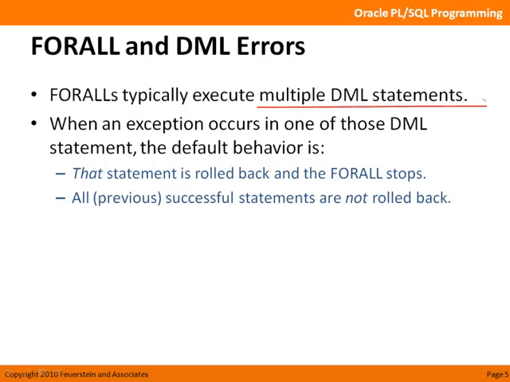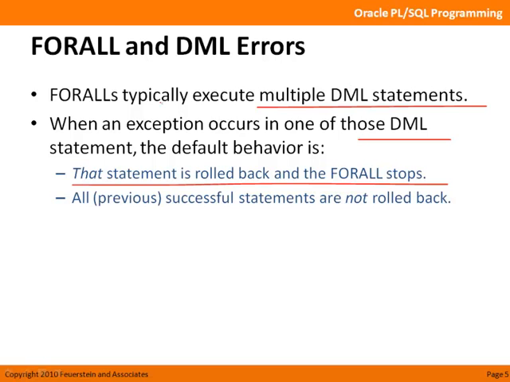But the default behavior is that if any one of these DML statements raises an error, that statement is rolled back. So the impact of that single DML statement is rolled back, and the FORALL statement stops as a whole. So if I was going to execute 1,000 DML statements, 1,000 updates, and I got to the third update statement, and that one had an error, by default, FORALL stops with that statement.